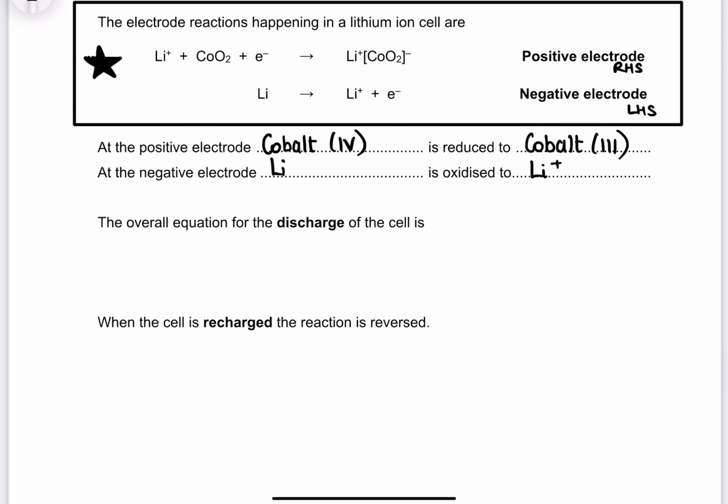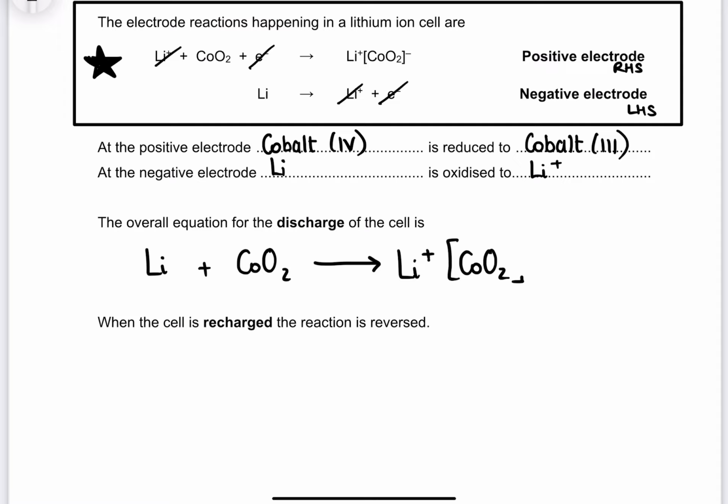Now they've both got one electron in. If you have a look at this, and I'll just do some working out, the electrons will cancel when I combine this, but so will the lithium ions, because it's used at the positive electrode and produced at the negative electrode. It doesn't need to be replaced. So our overall equation is going to be lithium plus cobalt CoO2 makes Li plus bracket CoO2 minus.